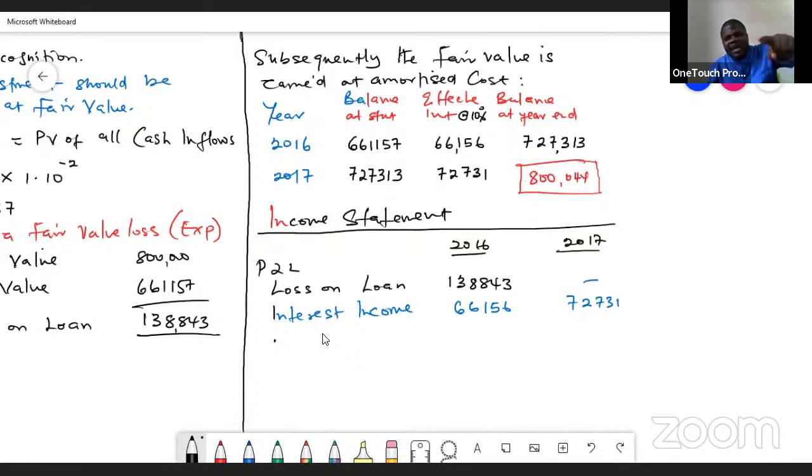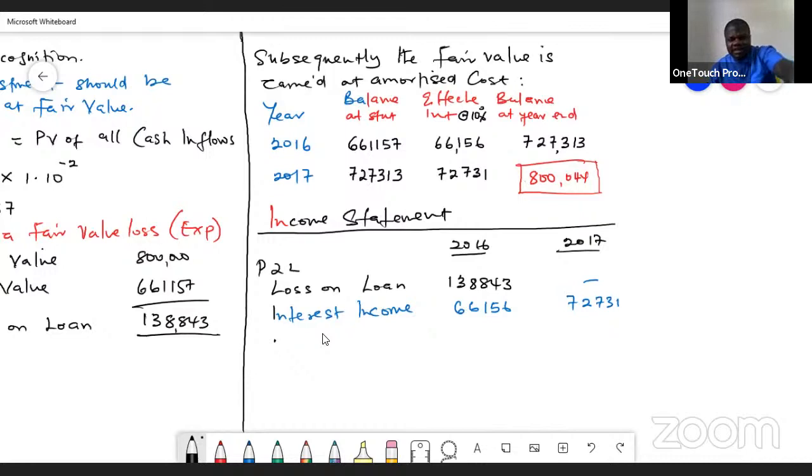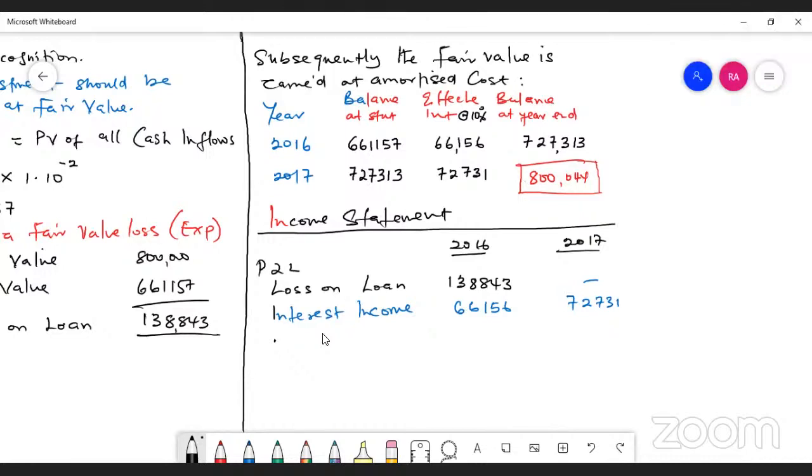So assuming we are in the books of the issuer, I mean, the one who took the loan, the fair value loss you see there would have been a fair value gain, and this one would have been finance cost. Very simple.